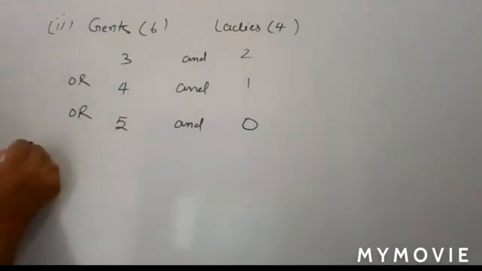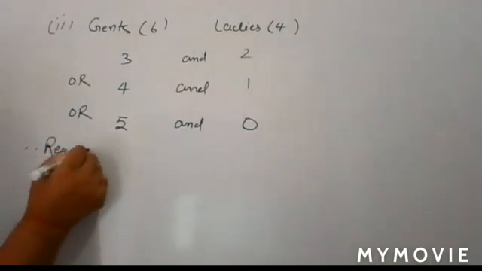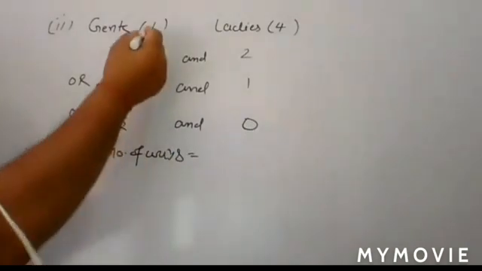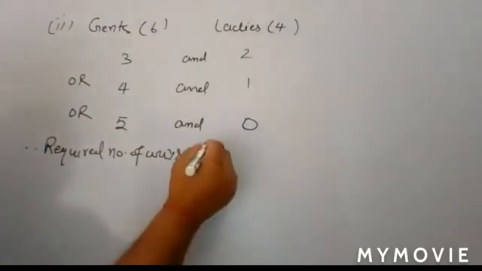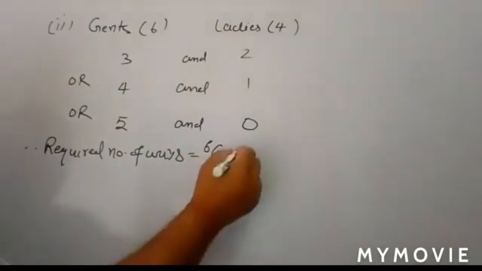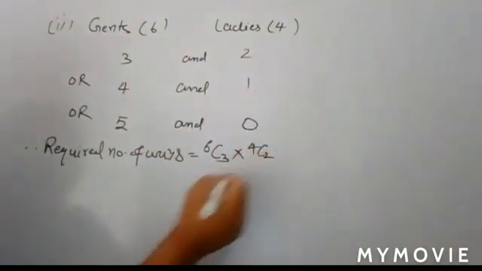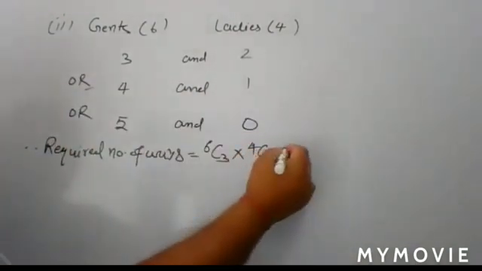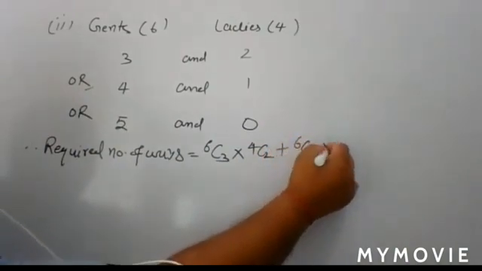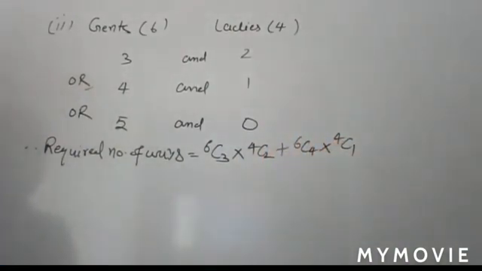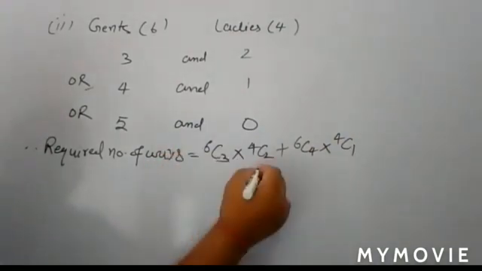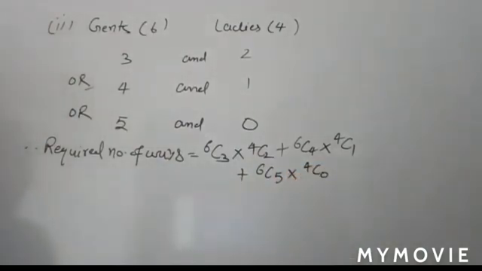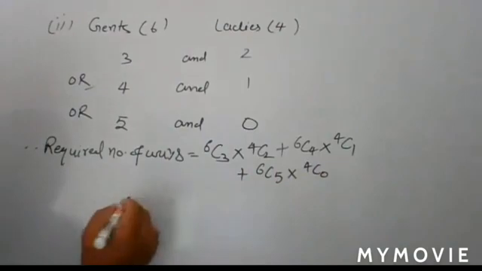So what is your required number of ways for the second condition? Required number of ways. Out of 6 you have to select 3 gents, so that can be done by 6c3 into 4c2. Here you apply the concept of and, and here you have or, so you write plus 6c4 into 4c1, then you write plus 6c5 into 4c0. Okay, and just simplifying, you will have your answer.